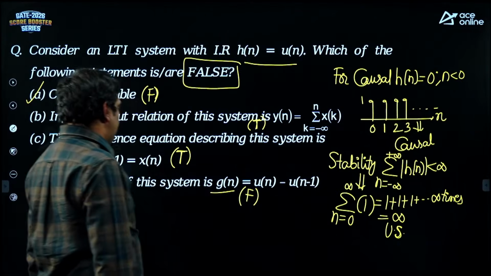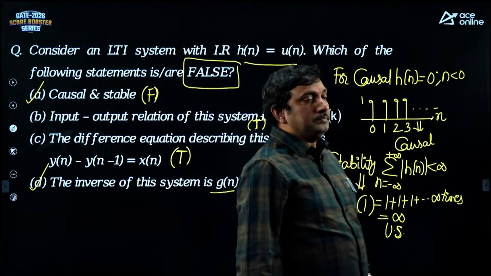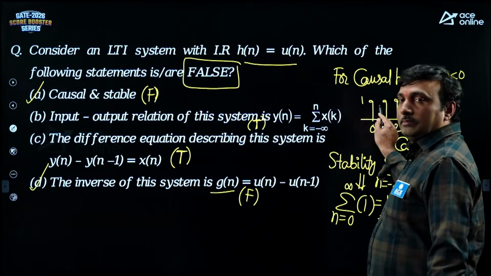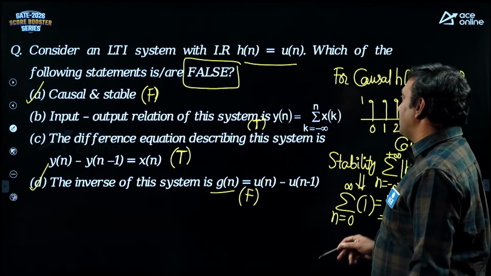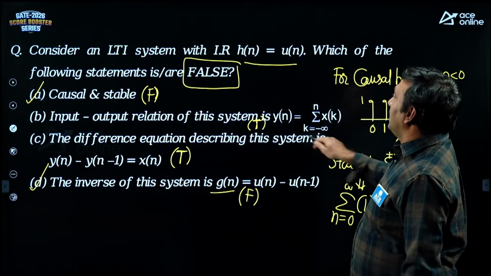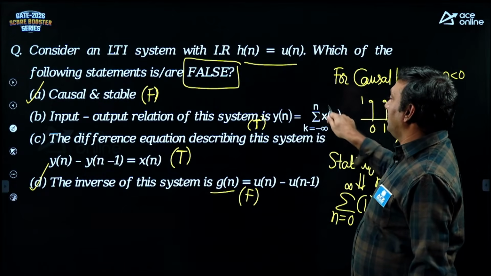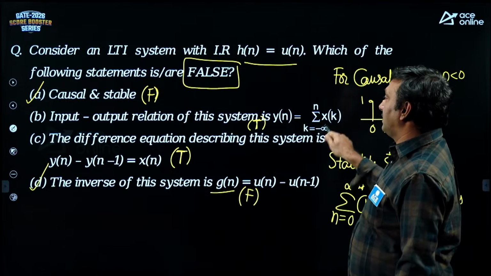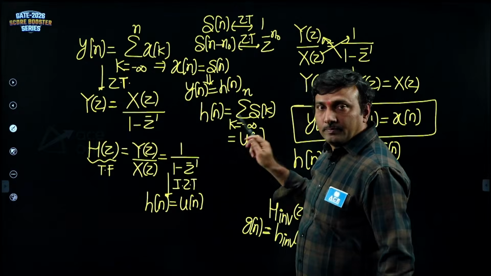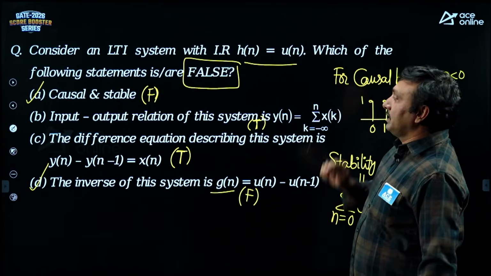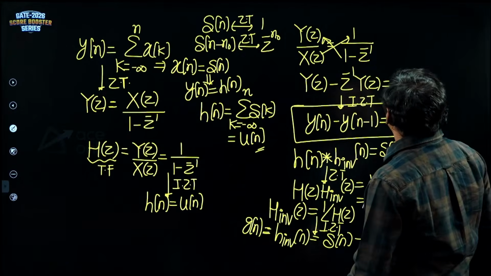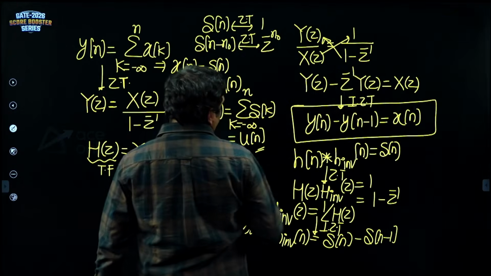Which of the given statements are false? We got the original system as causal and unstable, but here it is stated as causal and stable. The same expression can be written in terms of y and x n like this, like an accumulator. We verified it two ways, so the second statement is true. The third statement is also true, we got this difference equation.